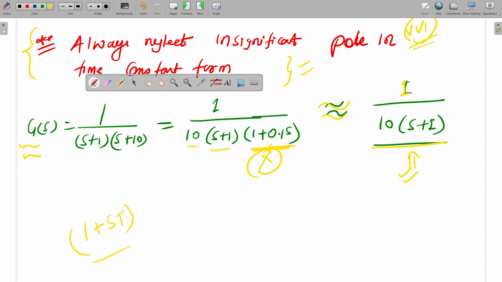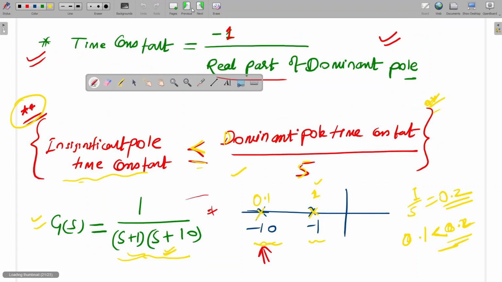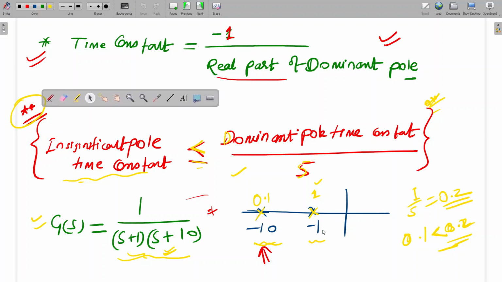Please explain this concept, sir. See, once again I will explain. If any transfer function is given, the dominant pole will always be nearby the origin. So first we'll see that pole. In the form 1 plus sT, what is the time constant for this pole? 1 plus sT, time constant is 1. Here if we take 10 common, 1 plus sT, the time constant is 0.1 for this one. So this is the minus 10 pole and this is the minus 1 pole. What is the time constant here? 1. What is the time constant here? 0.1.